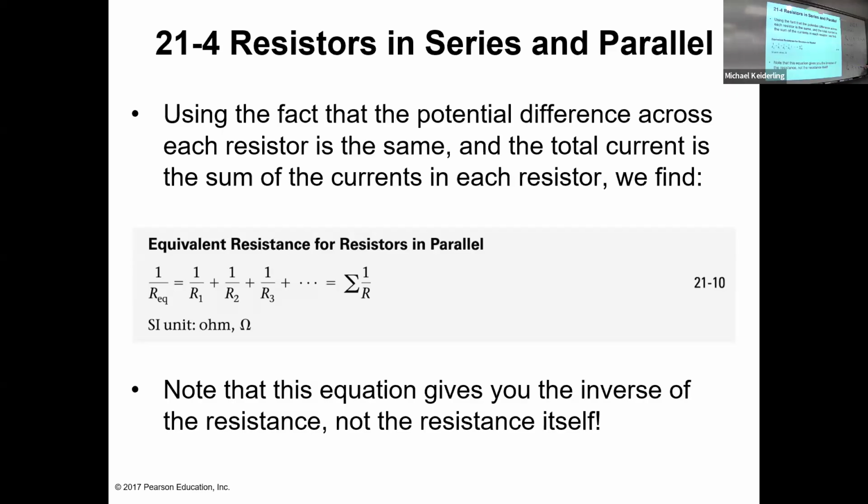So when you add up the inverses, this is giving you the inverse of the resistance. So you have to do 1 over it. That is why I wrote it out like this. So just in general, rule of thumb, if you have a bunch of resistors in series, you're going to get a bigger resistance. If you have a bunch of resistors in parallel, you're going to get a smaller resistance.